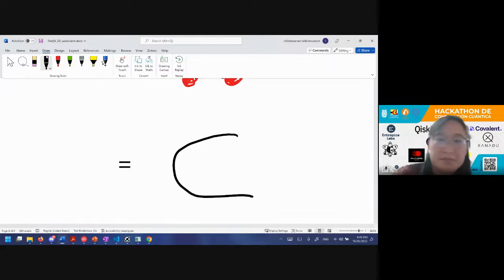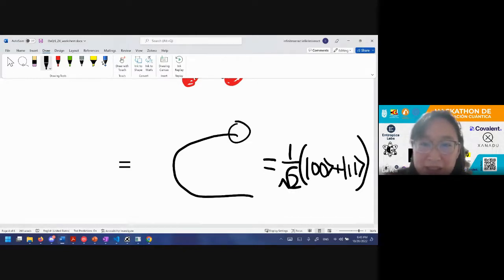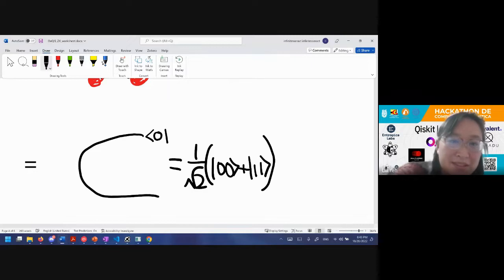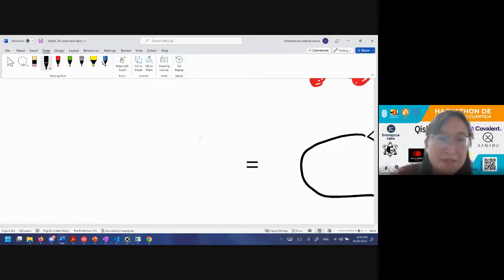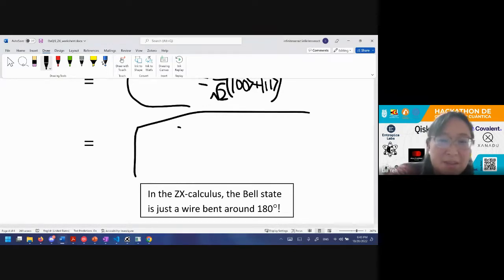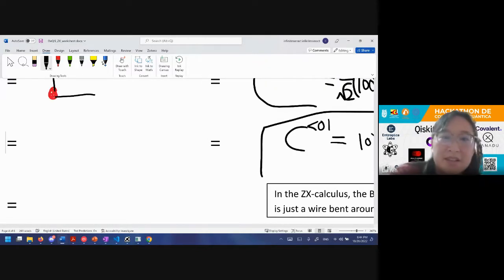So remember the Bell state is defined as this. And it's as if you had a zero state. If you had a Bell state and you post-selected this to be zero, that's the same as if you had the zero state, like that. Post-selecting to zero is drawn like this in ZX.